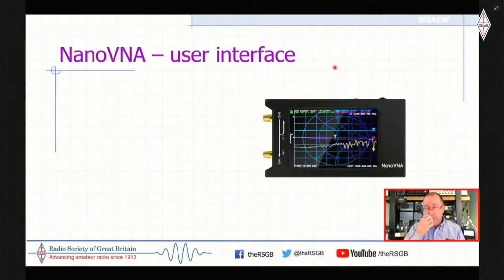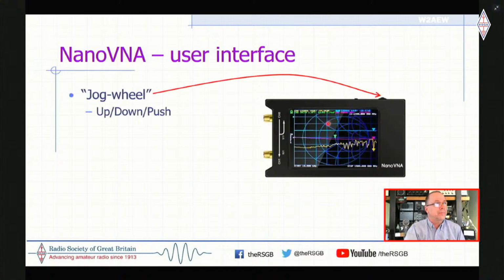So let's take a look at the user interface of the NanoVNA. In this case, again, the original and the H4. There's a little jog wheel at the top. A jog wheel, you can rock it back and forth to move cursors or markers back and forth, or to move up and down in menu items. And then you can push it to select things.